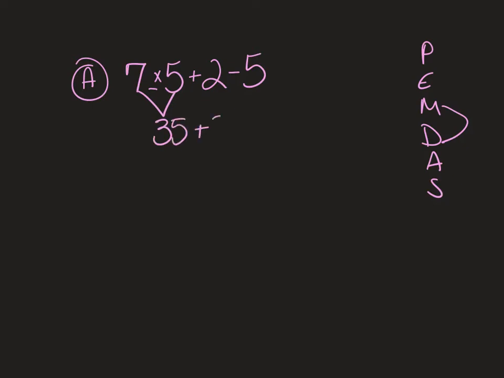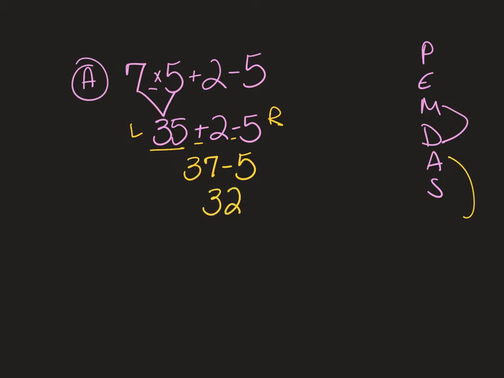I'm going to rewrite the rest of my problem. Don't try to solve it all at one time, because if you do so, a lot of times steps get left out. Now, what I have left is addition and subtraction, which is my last step. And remember, you're going to work from the left to the right. 35 plus 2 is 37, minus 5. Notice I rewrote my problem. And my answer is 32. And remember, I said I want you to circle your answer. That way I know exactly what your answer is when we go over these.